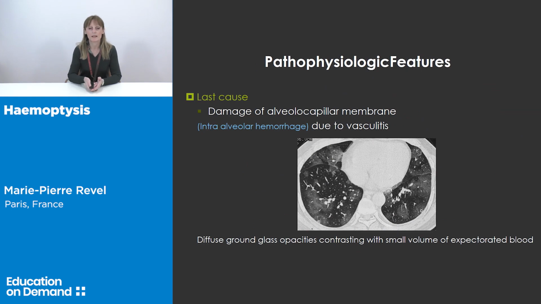Last cause is a damage of the alveolar capillary membrane in patients with vasculitis. They present with intra-alveolar hemorrhage, and we can suspect the condition when there is a discrepancy between the abundance of ground glass contrasting with a small volume of expectorated blood. And it's very important to make this distinction because patients with intra-alveolar hemorrhage should not be referred for embolization, of course.